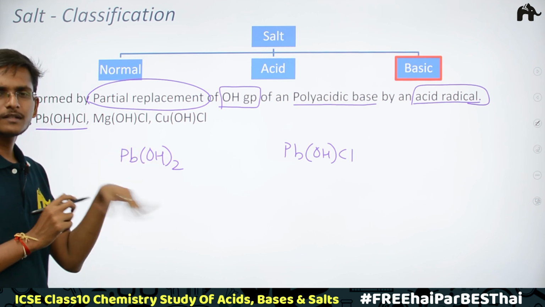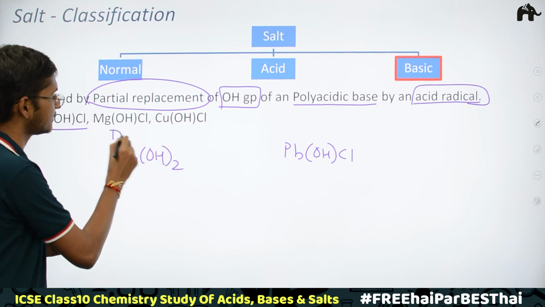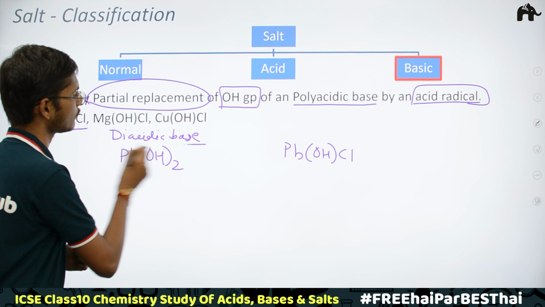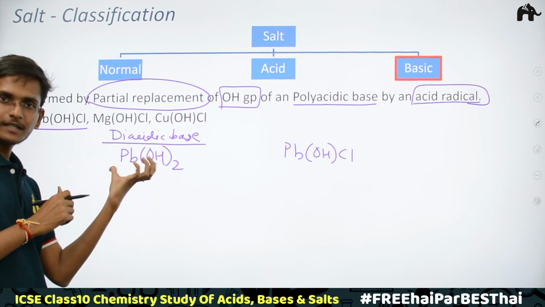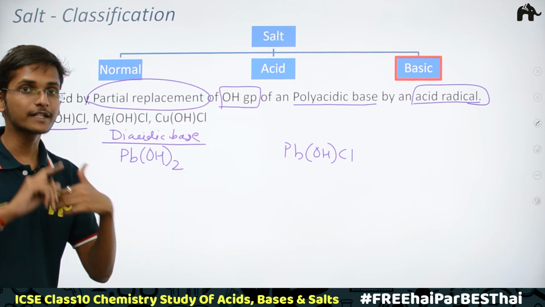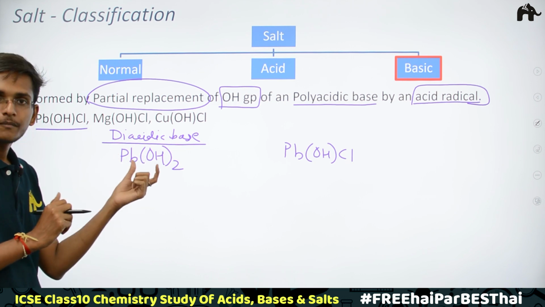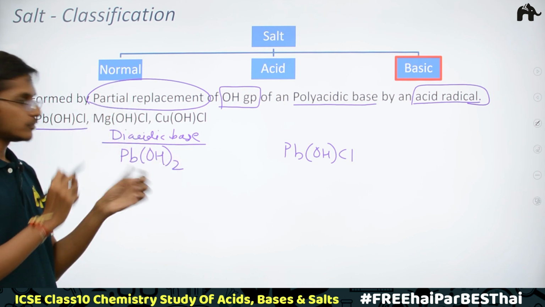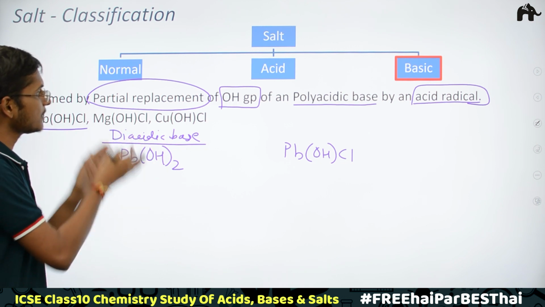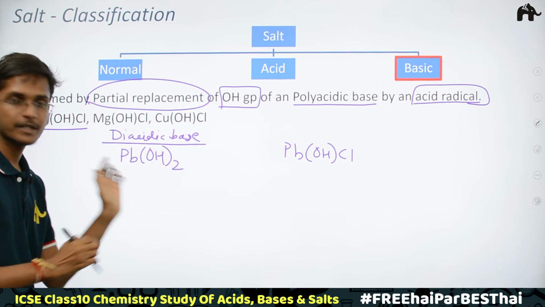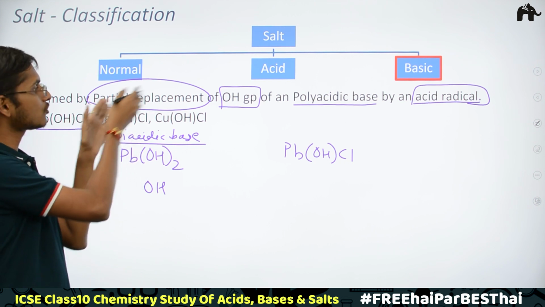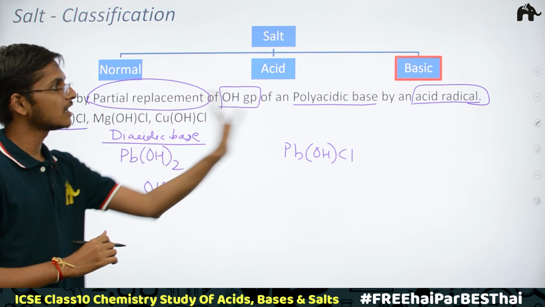Polyacidic means di-, triacidic, right? So this is a diacidic base. Why am I calling it a diacidic base? This base is actually insoluble in water. In case of insoluble bases, we know acidity is equal to the number of replaceable OH minus ions of the base molecule. Here the replaceable OH minus ions are 2, so it is a diacidic base. Now what is happening? Partial replacement of the OH group of this diacidic base. Out of these 2 OH groups, only one OH group would get replaced. This is called partial replacement of the OH group of this diacidic base by an acid radical.